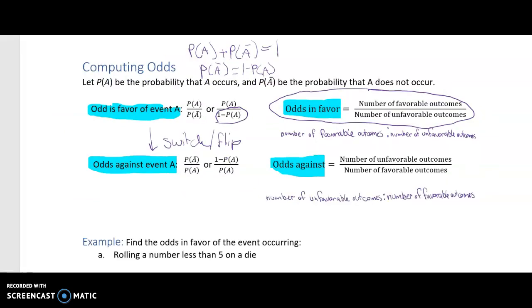Note for odds against, first we have the number of unfavorable outcomes, so the number that's associated with not A comes first. And then on the right-hand side, we'll have the number that's associated with A, event A happening. Above, for odds in favor, we'll have the number of favorable outcomes, which associates with event A, and then we'll have the number of unfavorable outcomes, which associates with not A in that case. So for odds in favor, the A comes first. For odds against, the not A, or the event not occurring, the number associated with that will come first.